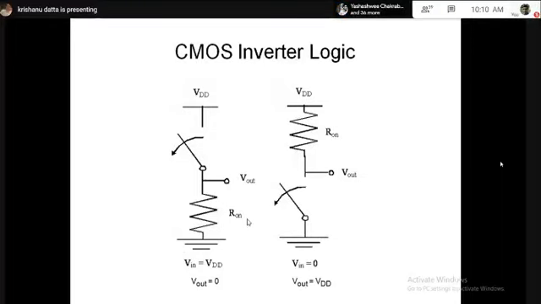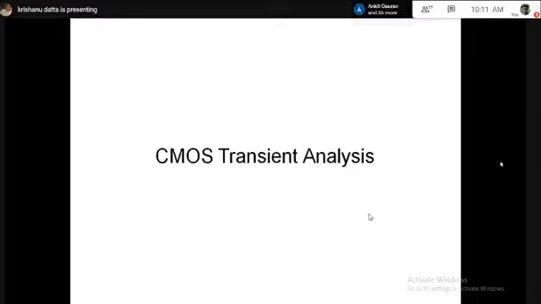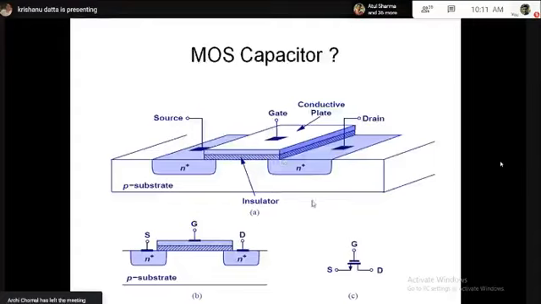So what we shall do today is enter into another type of discussion called transient analysis or delay analysis of the CMOS inverter, which is applicable to any digital gate as well. But before that, let me give you a little bit of background and then I shall discuss the definition of transient analysis and how it works on a CMOS circuit. So the background is this, right? We are trying to figure out whether MOS can act as a capacitor.